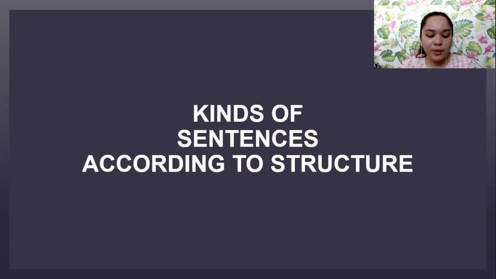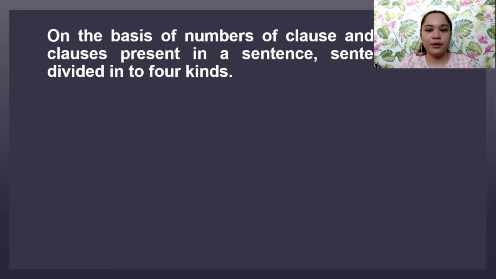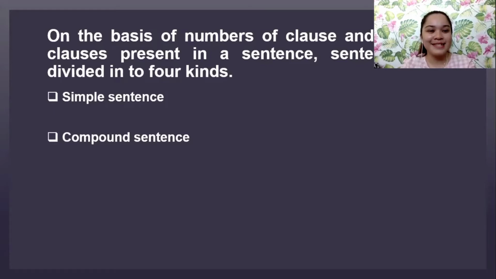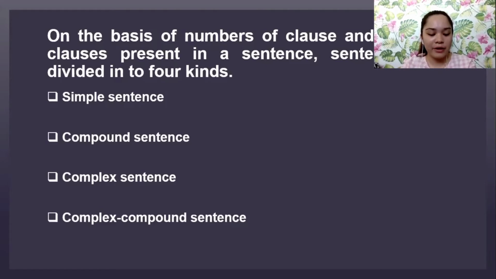So our next topic will be about the kinds of sentences according to structure. I will discuss this topic, so all you need to do is to listen carefully because this is an important matter on how to deal with sentences. Okay. On the basis of the number of clauses and types of clauses present in a sentence, sentences are divided into four kinds. First is a simple sentence, compound sentence, complex sentence, and complex-compound sentence.